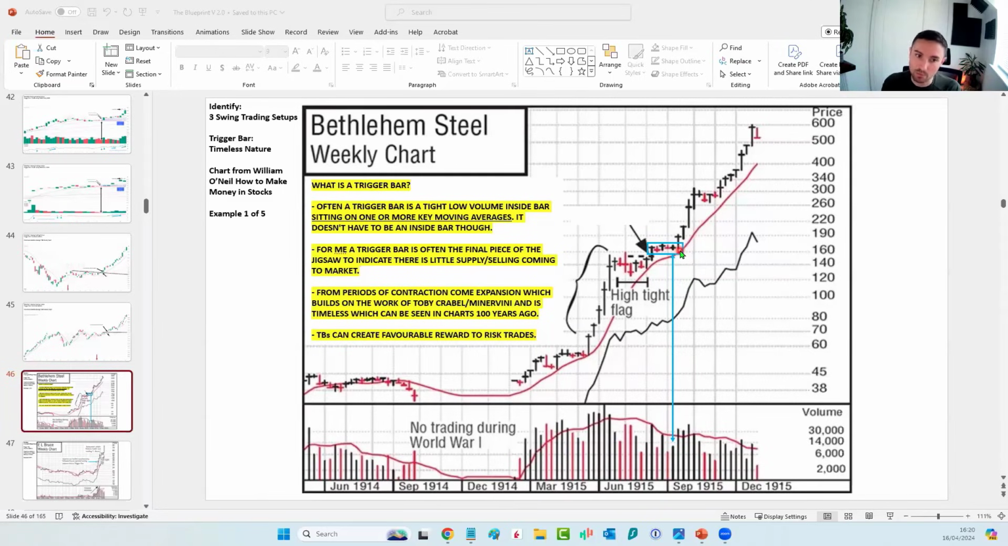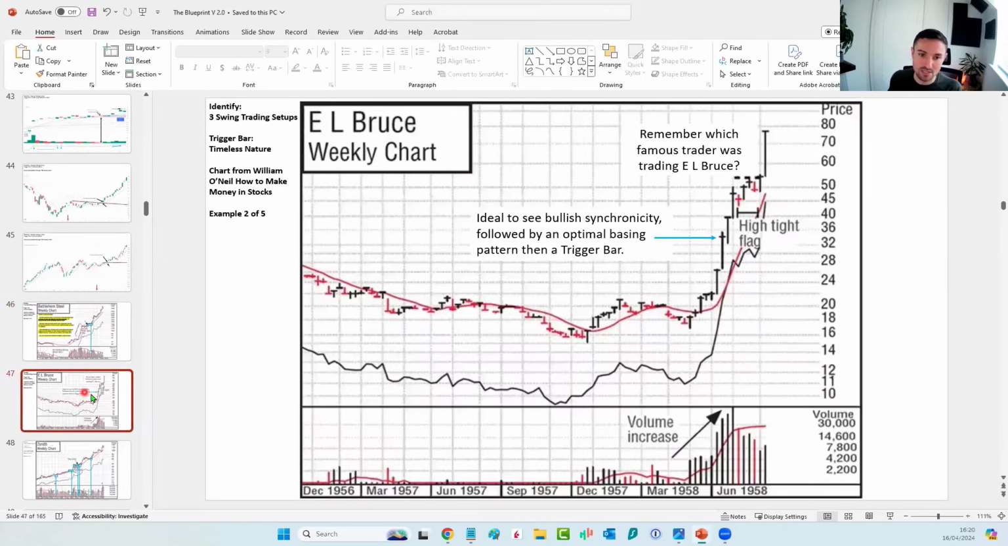In the context of a proper continuation type base, like here, trading tights, little Davis box, high tight flag as well, it's really, really good to see. So this is Bethlehem, nearly 110 years ago. It's the same thing that just keeps happening. You will see the patterns that keep on occurring. Now, I do just want to make a point here.